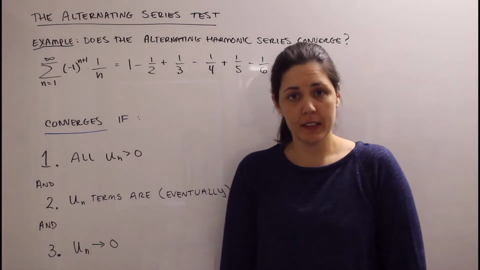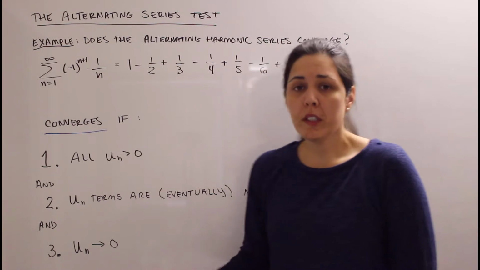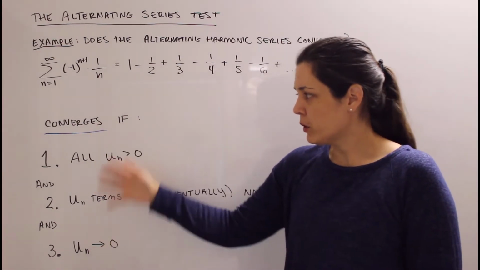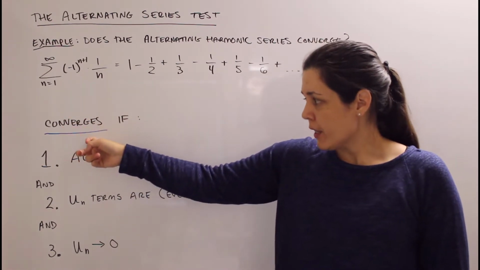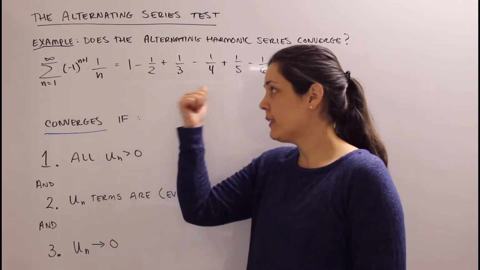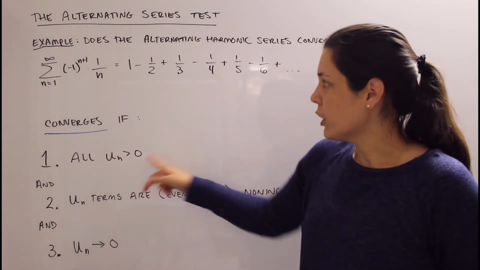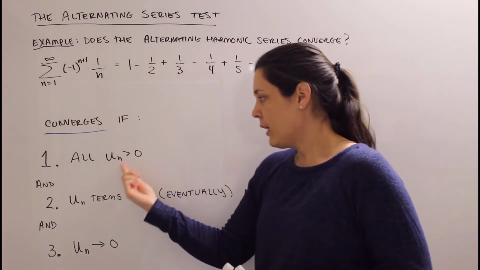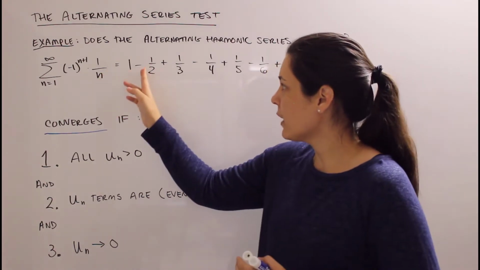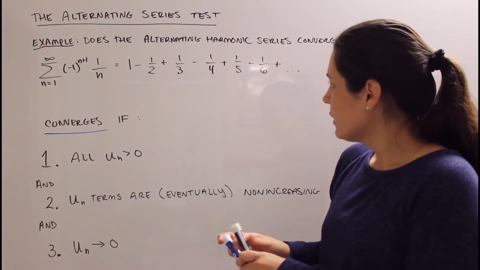Let's take a look at this example. So we already talked about the alternating harmonic series. So I want to know, does this series converge? And I left our test over here, most of it. It converges if the following 3 things are true. So we're going to check those 3 things for this series. So number 1, are all of the terms positive? Remember the u sub n is the absolute value of the term because the minus sign comes from the different powers of -1.